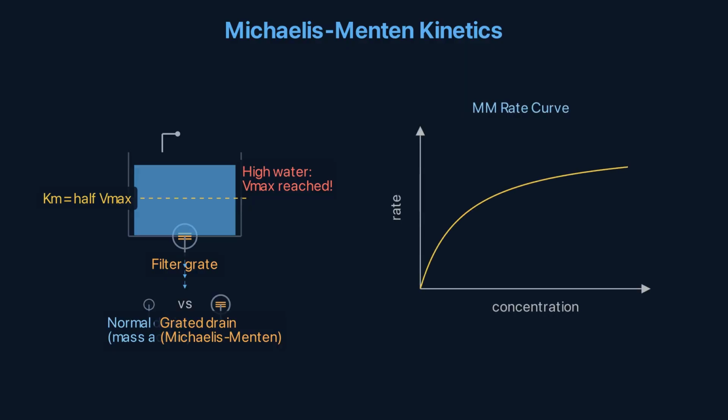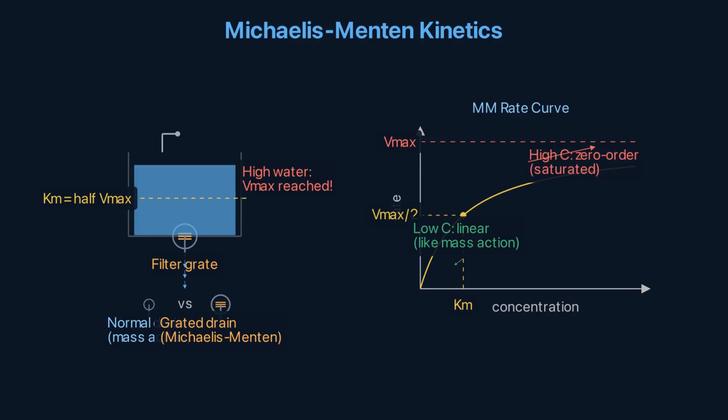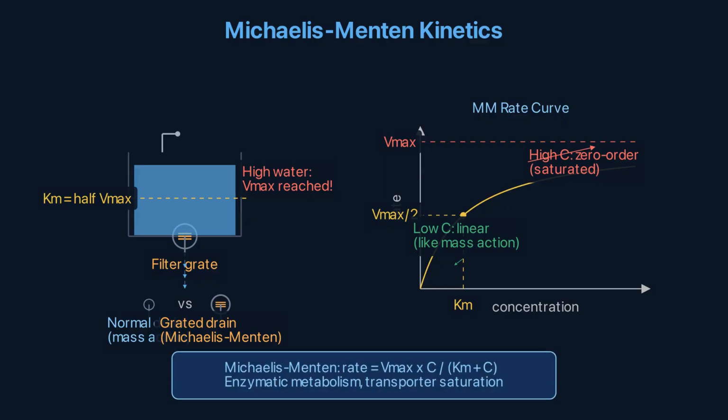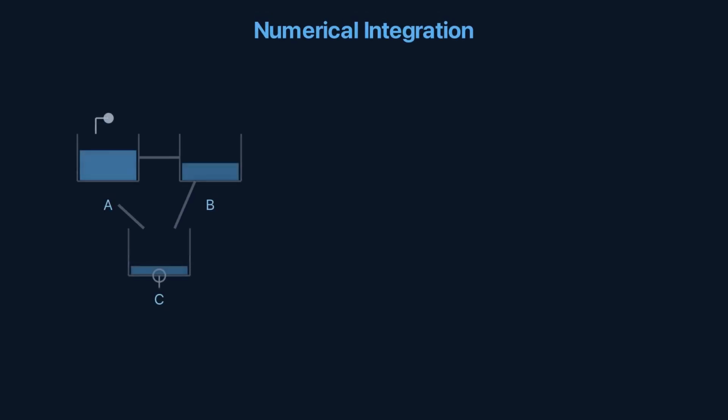In biology, enzymes process drugs this way. At low drug concentrations, elimination is proportional. At high concentrations, the enzymes are saturated, they can't go faster. This is why doubling a drug dose doesn't always double the effect. The drain is clogged.